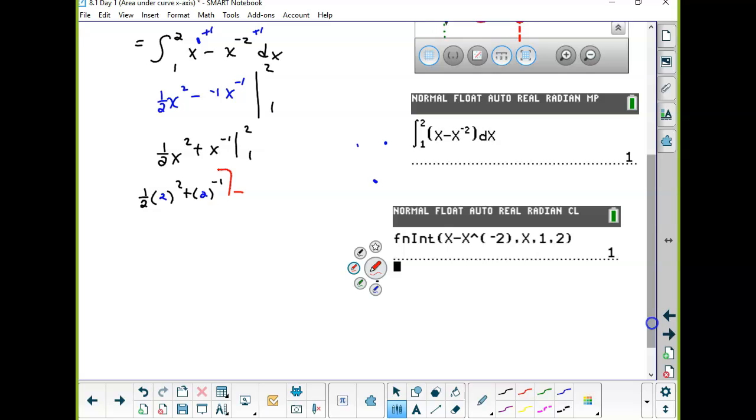And then we are going to subtract. And remember, you are thinking about that as the top minus the bottom, or the upper limit minus the lower limit.